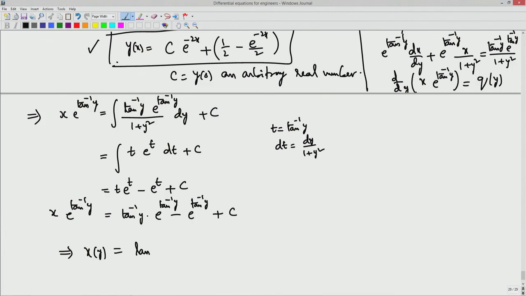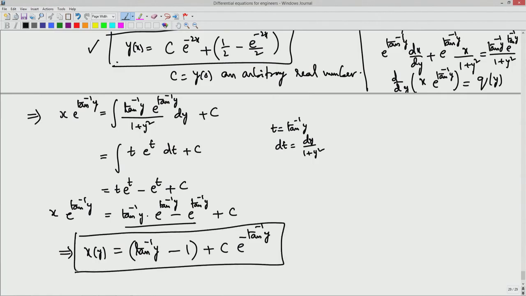tan inverse y into e power tan inverse y, and if you bring it to the other side, e power minus tan inverse y goes, minus 1, so this whole thing into e power minus tan inverse y, plus c times e power minus tan inverse y. So this is your general solution.